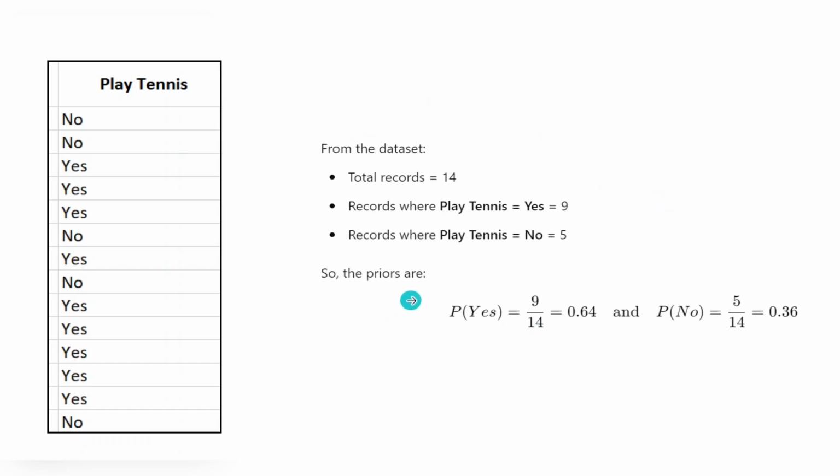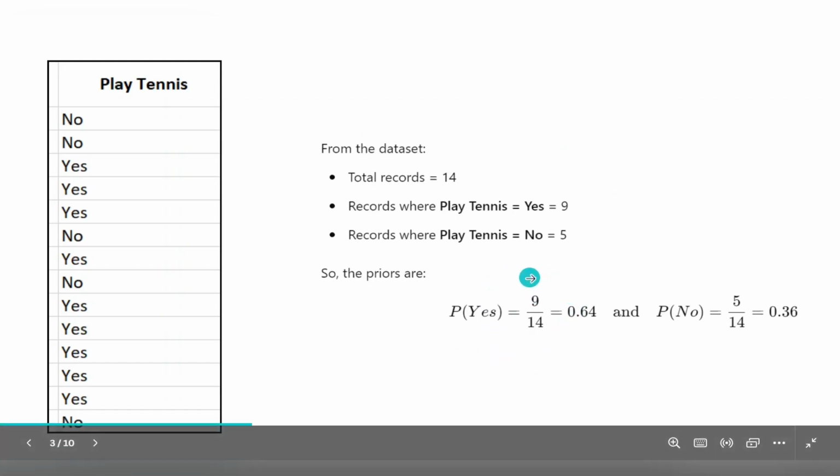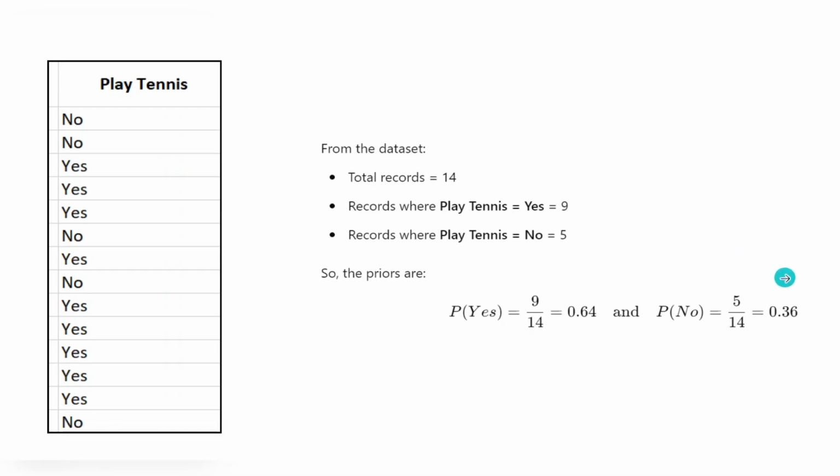So the priors are: the probability of yes is 9 out of 14, that is 64%. And the probability of no, that is you cannot play tennis on a given day, is 5 out of 14 or 36%.